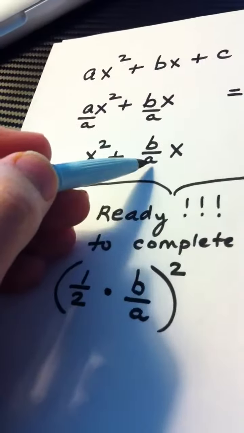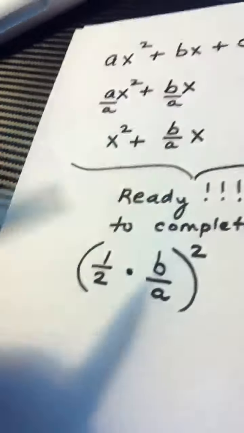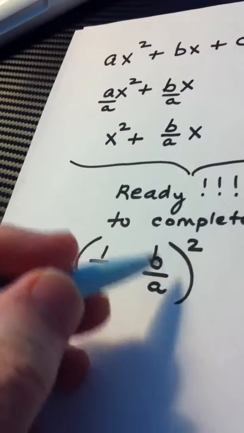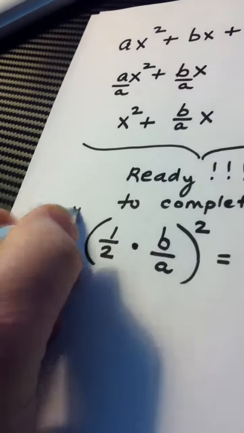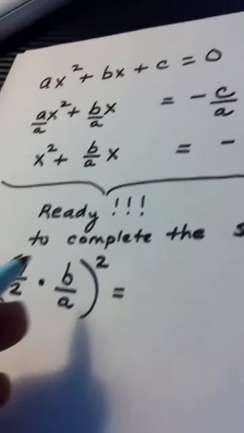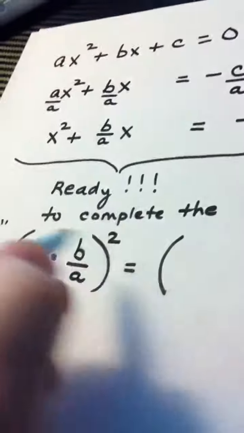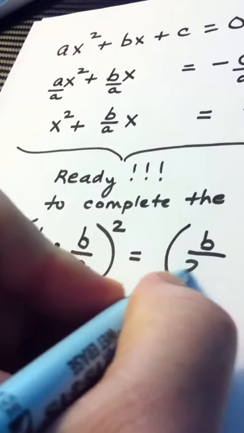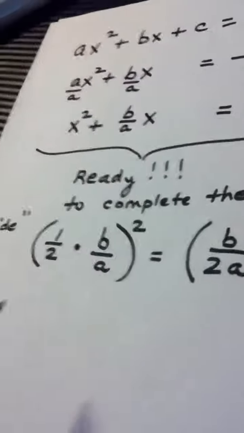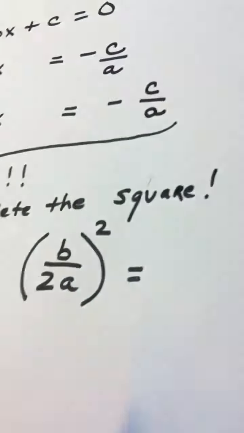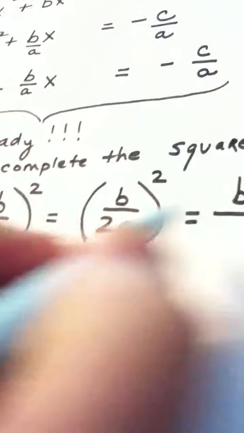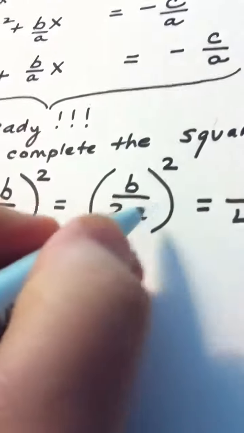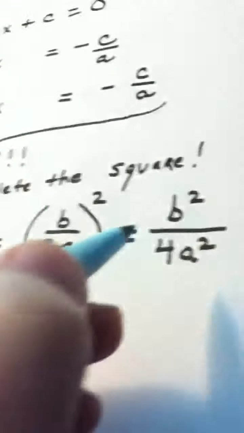So b over a is the coefficient of the x term. We take half of b over a and we square it. I'm doing this off to the side for you to see where we're getting that number. One half of b over a is the same as b over 2a, right? 1 times b, 2 times a. Now that has to be squared. b to the second power is b squared, 2 squared is 4, a squared is a squared.